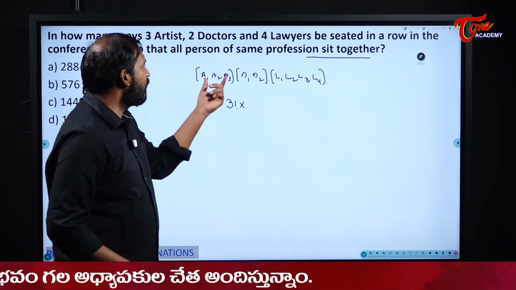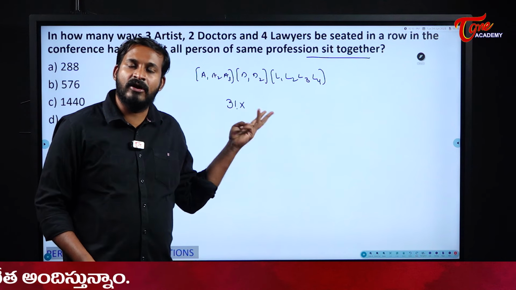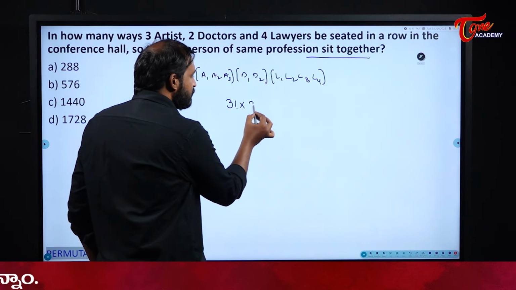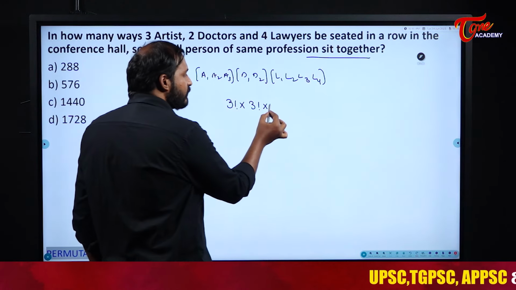Next, all the artists, how many are in number? 3. So 3 people can be arranged in how many ways? 3 factorial ways. Into, 2 doctors are there. 2 doctors can be arranged in how many ways? 2 factorial ways.